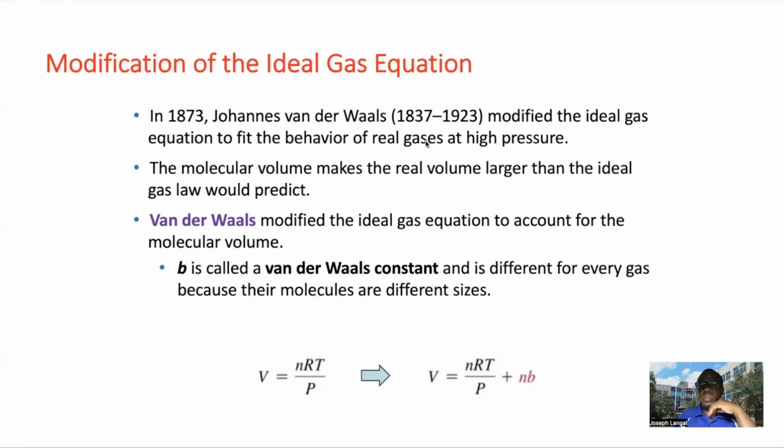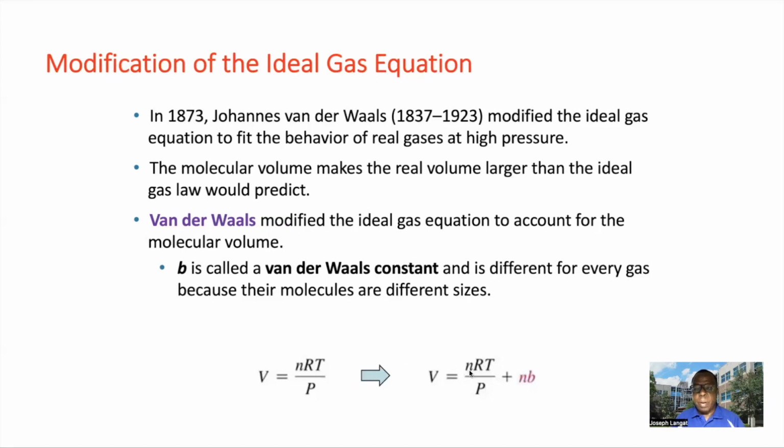Remember the ideal gas equation? That's for ideal gas. But the van der Waals equation is used to calculate the pressure or volume of real gases. There is some modification here, for volume correction and pressure correction. Van der Waals modified the ideal gas equation to account for the molecular volume, which is the volume actually occupied by the gas molecules. And b is called the van der Waals constant, and it is for volume for real gases.